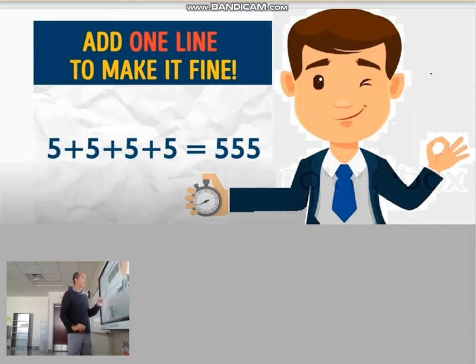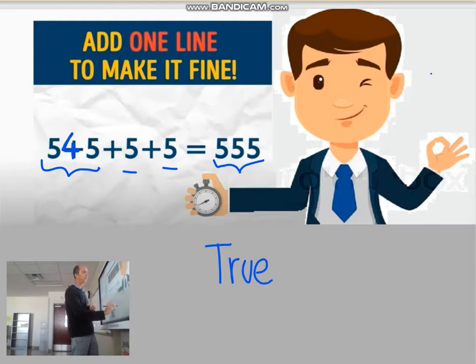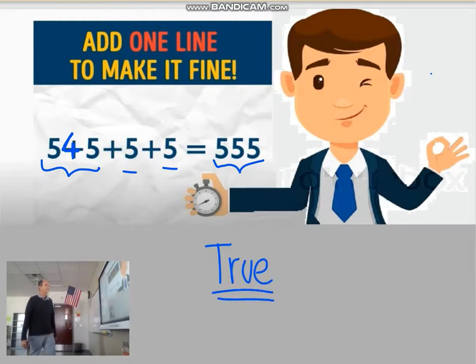If you think, maybe we can move the line instead of using the line to make the different symbol. We can use the same line here. Check it out. We will transform the one positive sign into the number 4 just by adding one line. And now we have 545 plus 5 plus 5 equals 555, and this is true. Now it is true. This is the answer. This is the line that you have to add to make it fine.